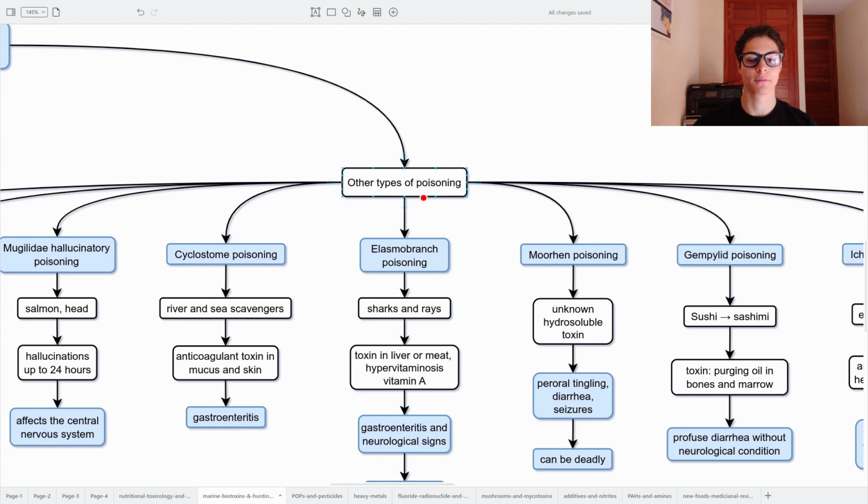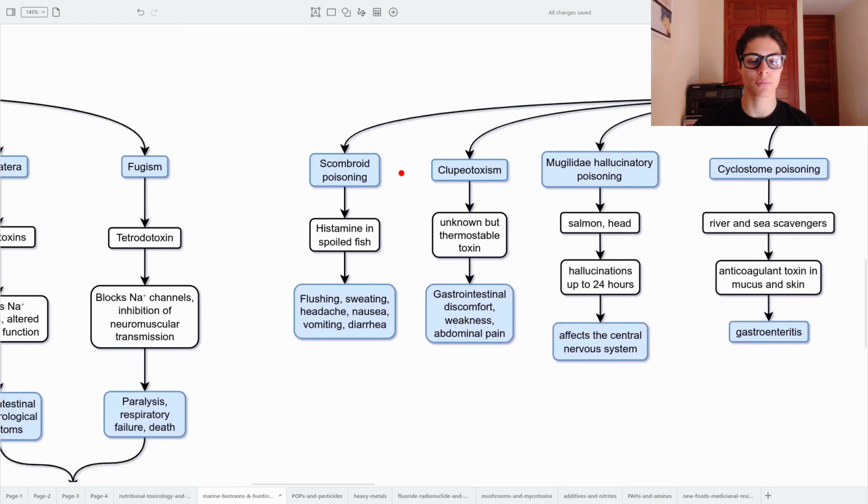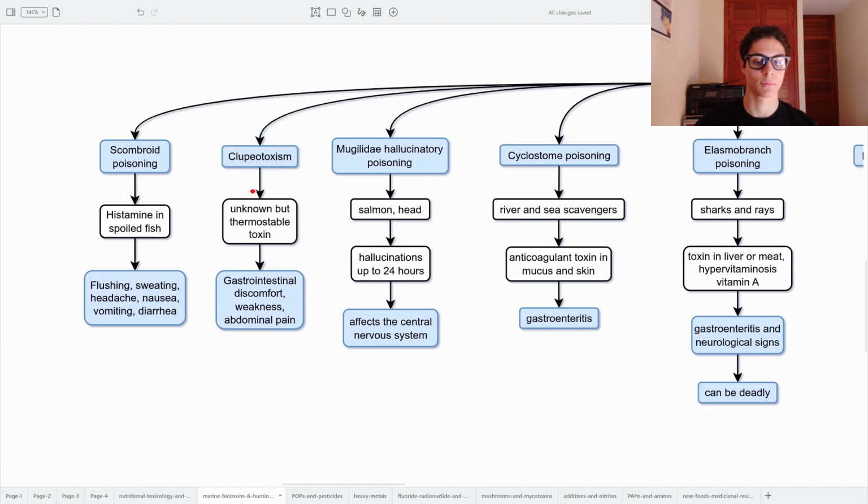Then other types of poisoning, we have the scombroid poisoning, which is histamine in spoiled fish. It creates flushing, sweating, headaches, nausea, vomiting, and diarrhea. The clupeotoxism, which is an unknown but thermostable toxin, creates gastrointestinal discomfort, weakness, and abdominal pain.